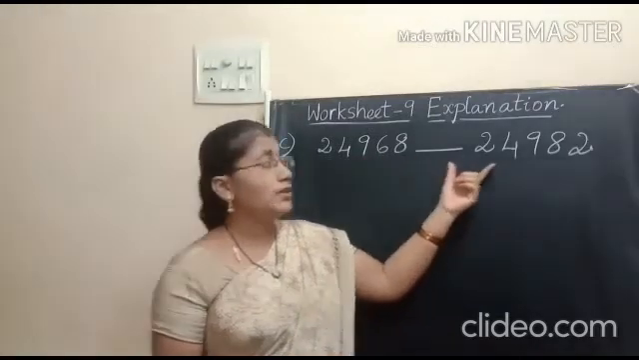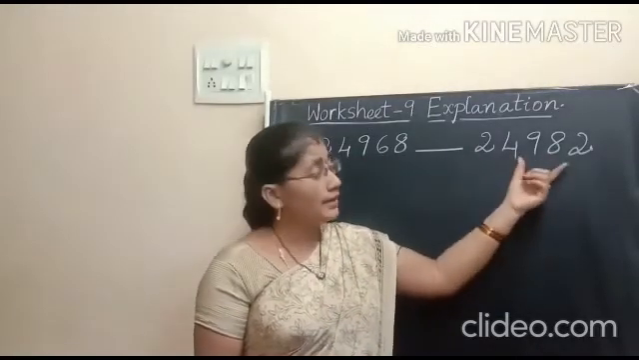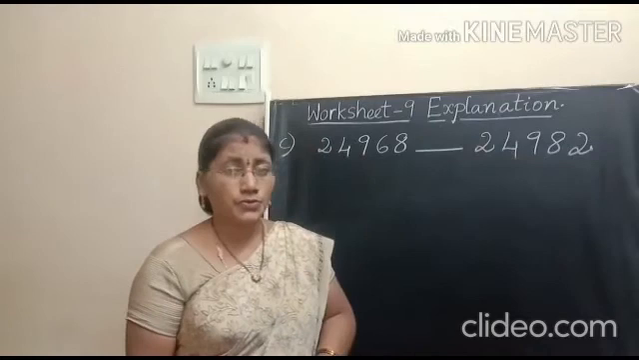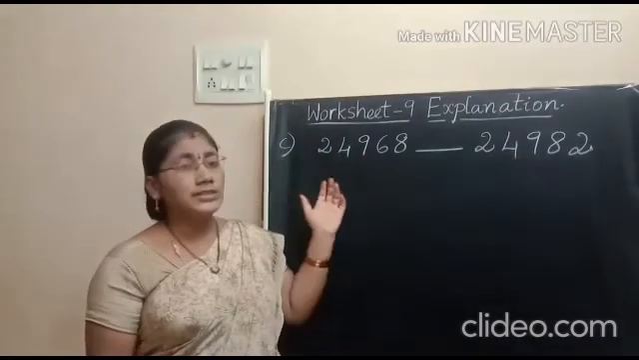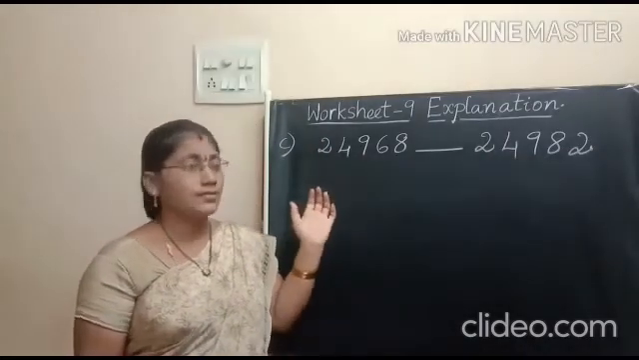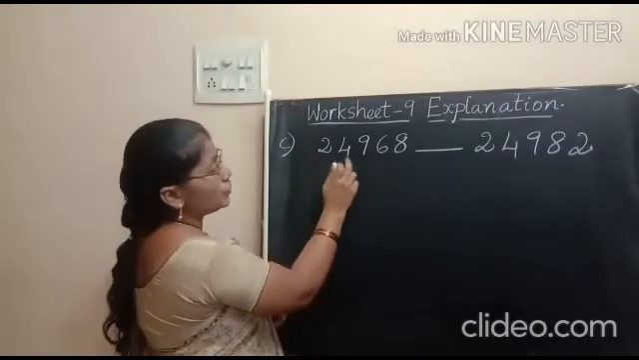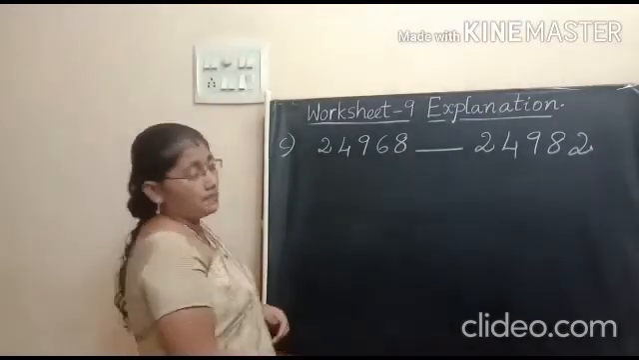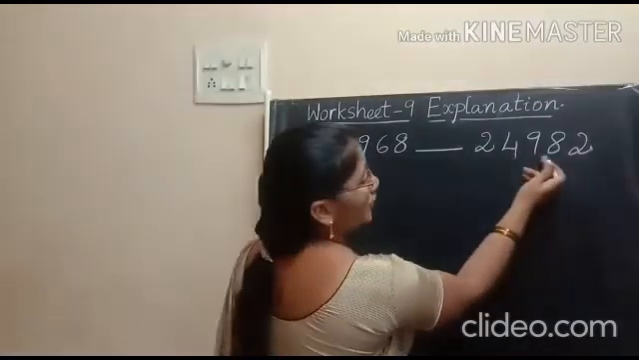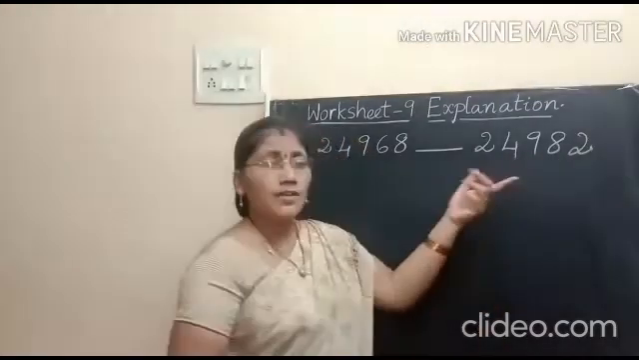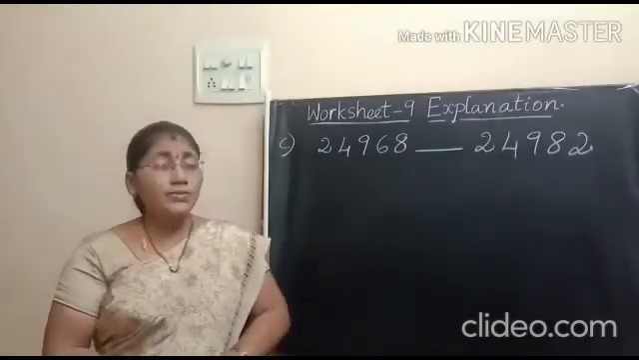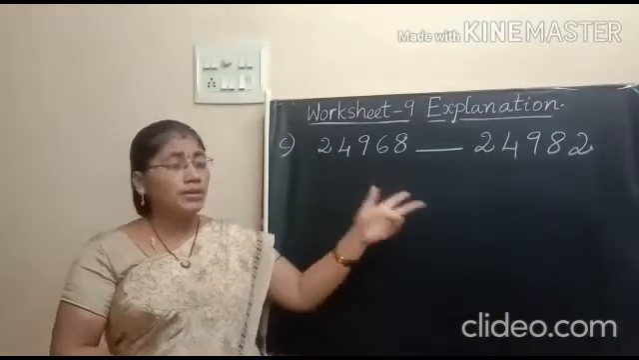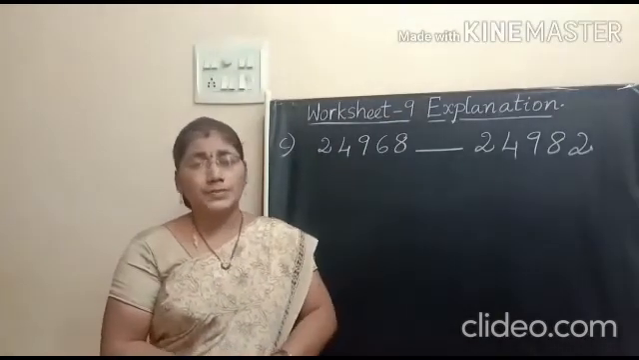In this bit, we are comparing 24,968 with 24,982. Let us see how many digits are in these two numbers. Here 1, 2, 3, 4, 5. This is a 5-digit number. And here 1, 2, 3, 4, 5. This is also a 5-digit number. Now we are comparing two numbers with the same number of digits.